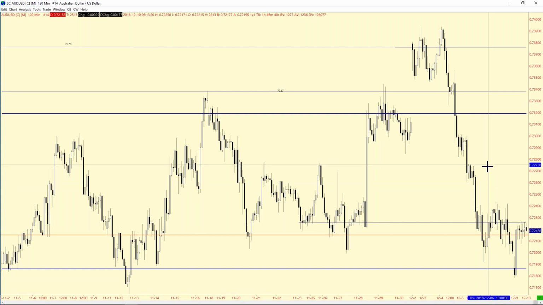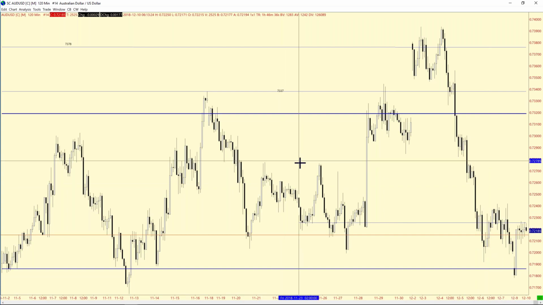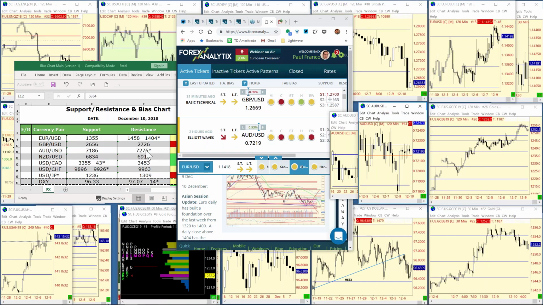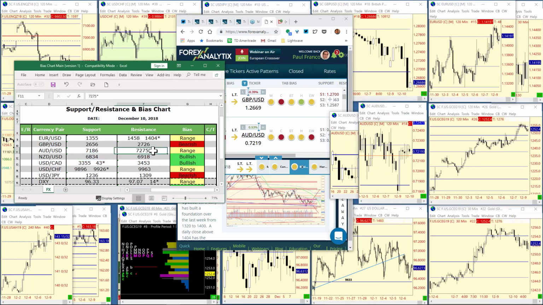Resistance is going to be right there, 72. You see this coming across here, right there, 72.75, 72.75 for resistance, and we had it right there too. That was also key daily right there.